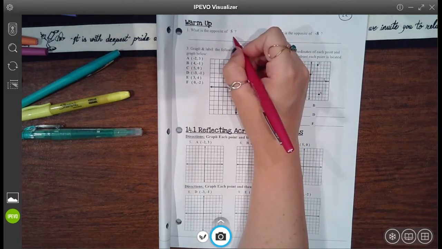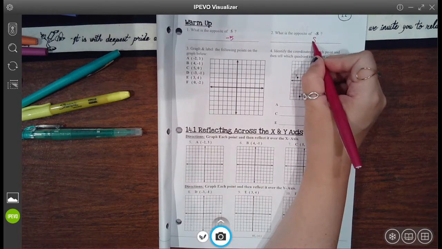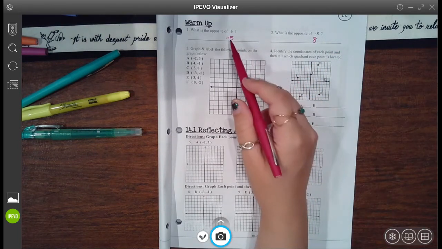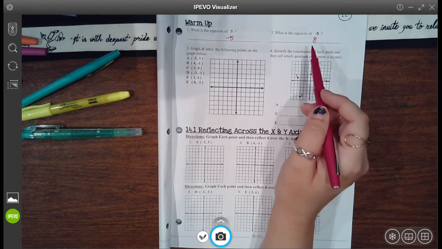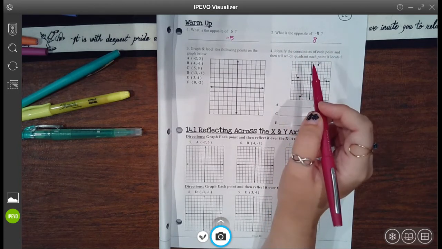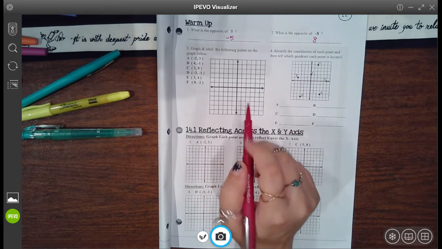The opposite of 5 is negative 5, and the opposite of negative 8 is just 8. So when you take the opposite, if it was positive, it becomes negative. If it was negative, it becomes positive. Not like the absolute value. Whatever you take the absolute value of is positive. All right, moving on to graphing.